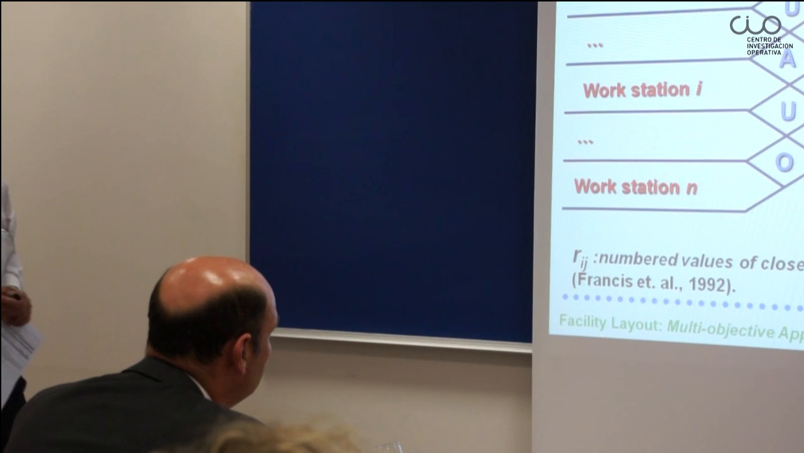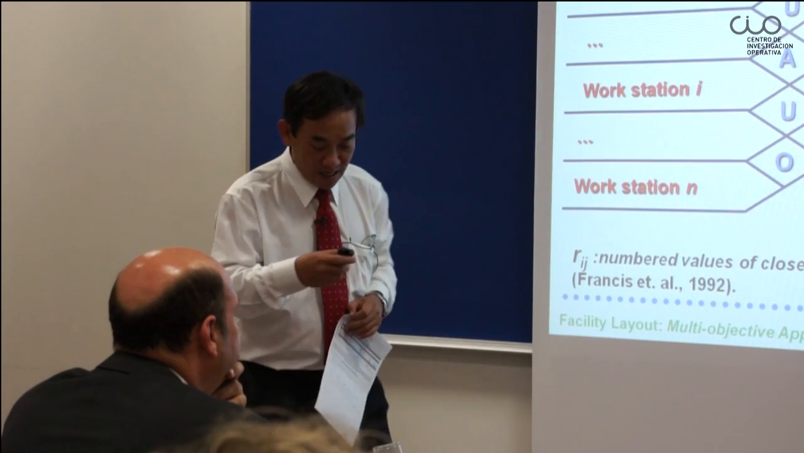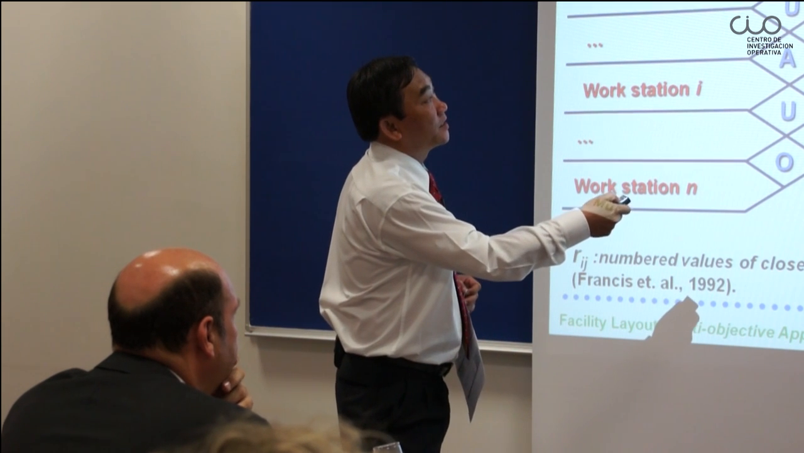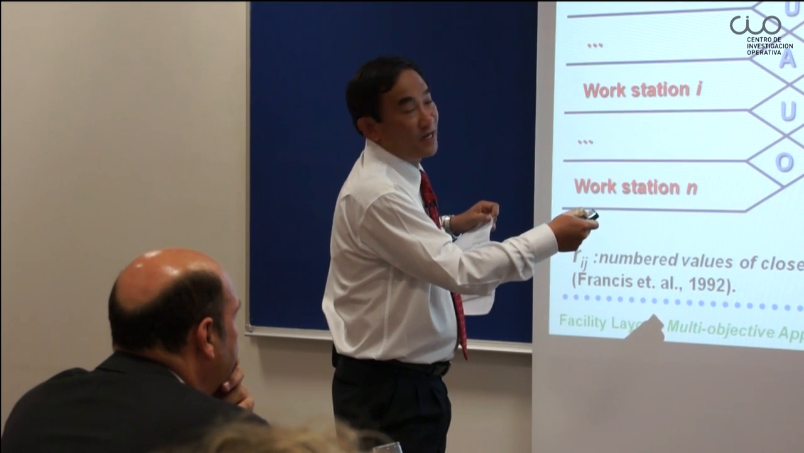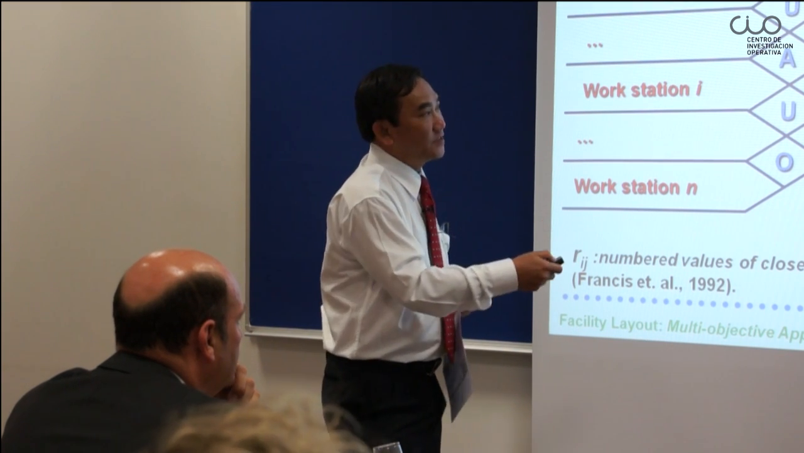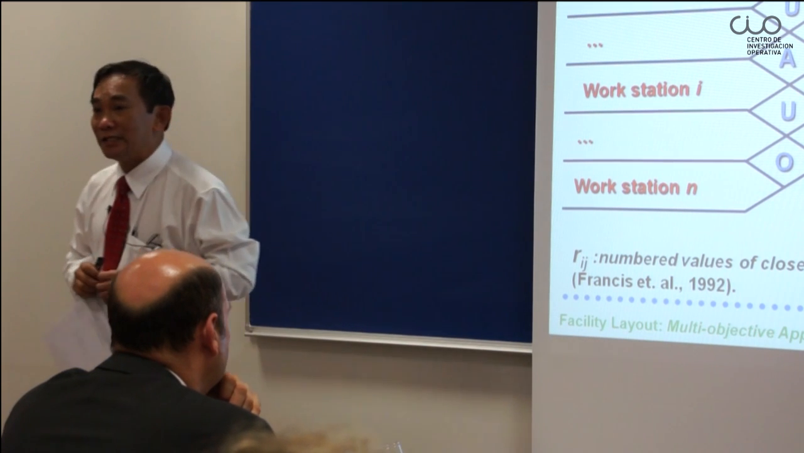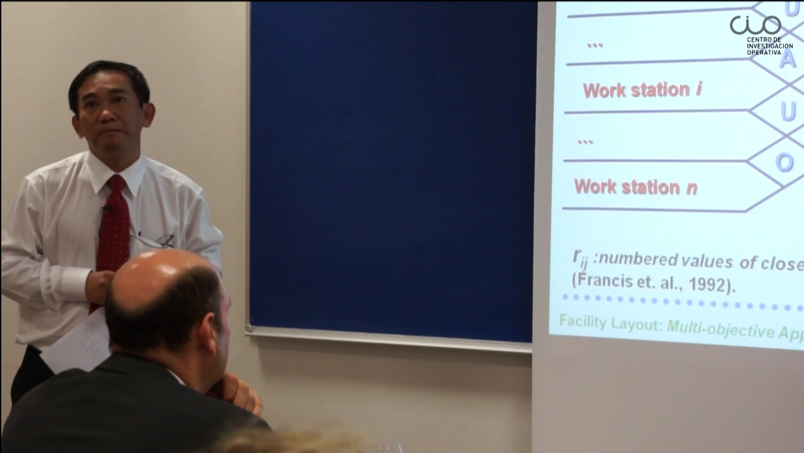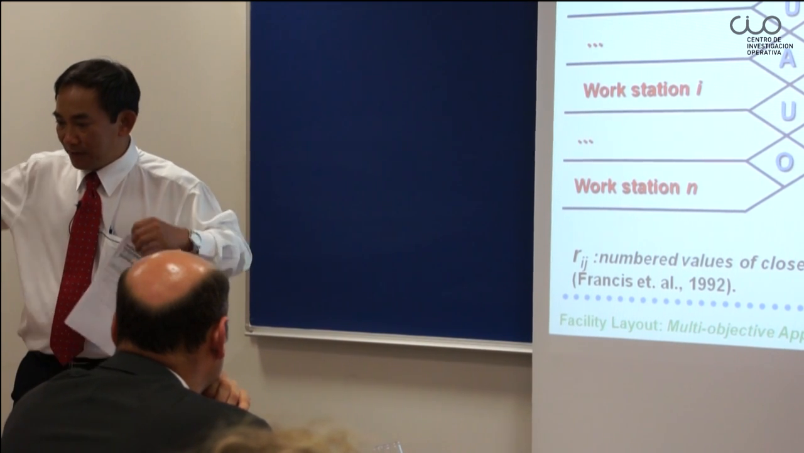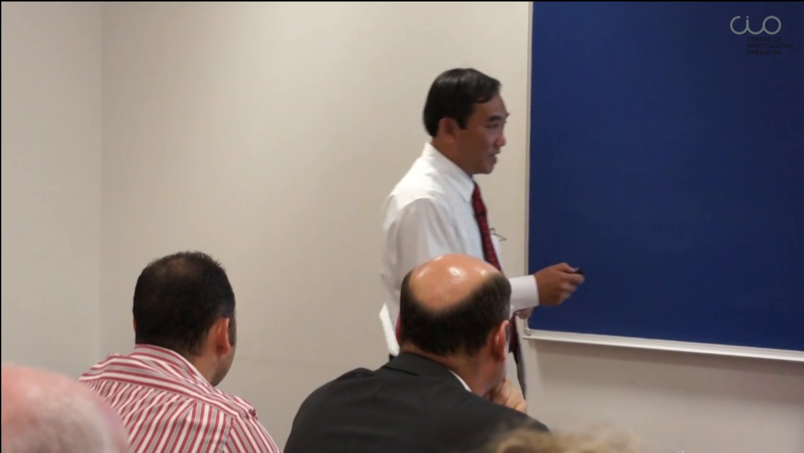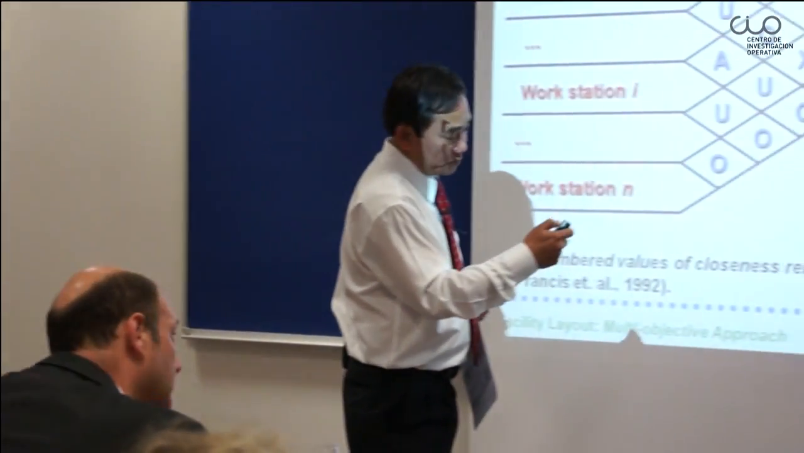The second one, the closeness rating score. So if two machines must be close together, we define the relationship as A. If it is important to put them close together, we define the relationship E, I, O, U, X, and so on. X is for not putting close together. For example, the reception at the entrance of the building. The reception is one facility, it should not be close to the president's office. Yeah, that is undesirable, for example. And this objective should be maximized.